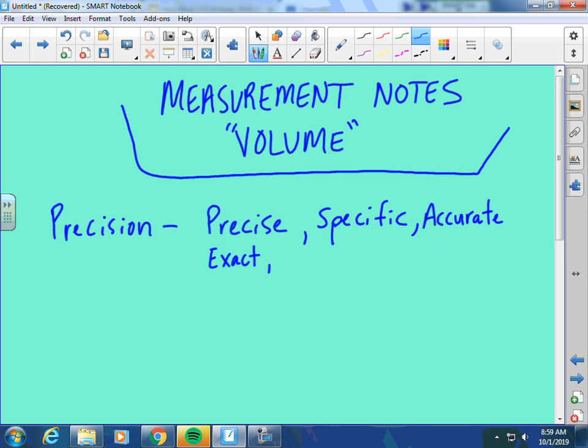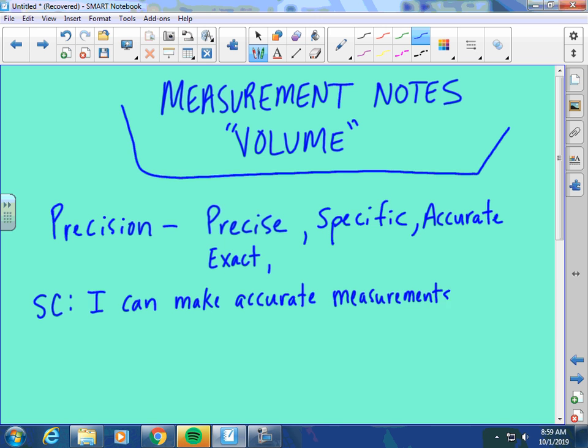Okay, so our success criteria, I'm going to go ahead and write this down here. Our success criteria is I can make accurate measurements with the correct level of precision.